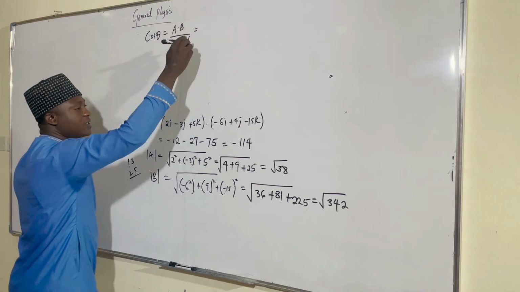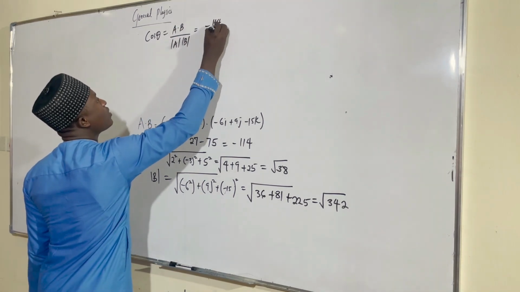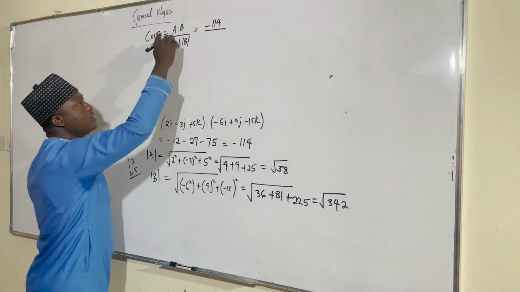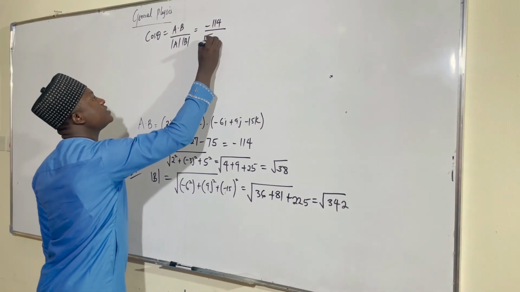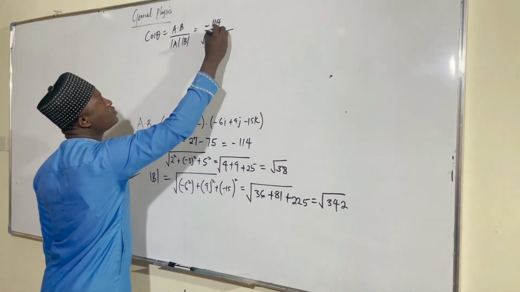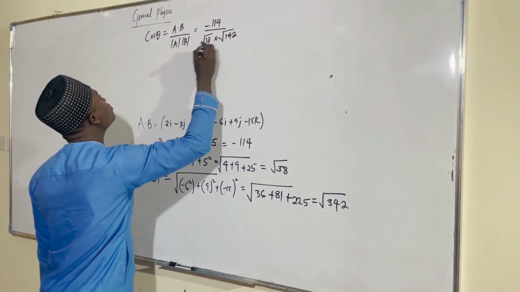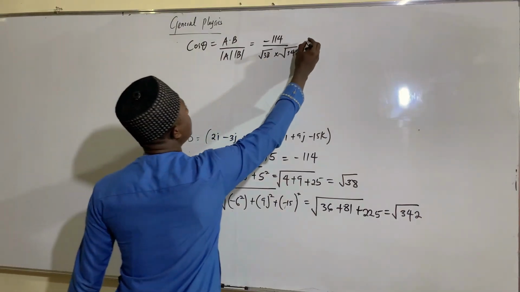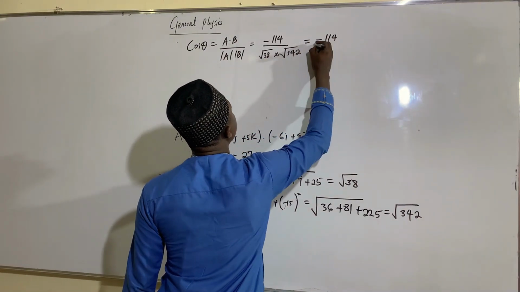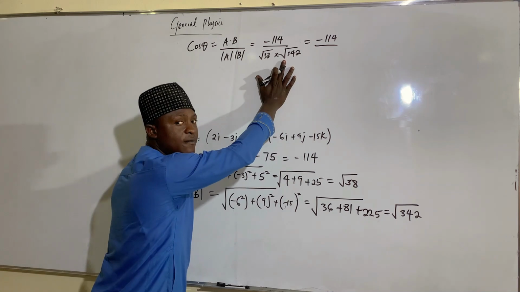So my A dot B, I got minus 114. The absolute of A, I have root of 38. The absolute of B, I have root of 342. So here, definitely, I can have minus 114. You can see the first one and the second one have roots, right?